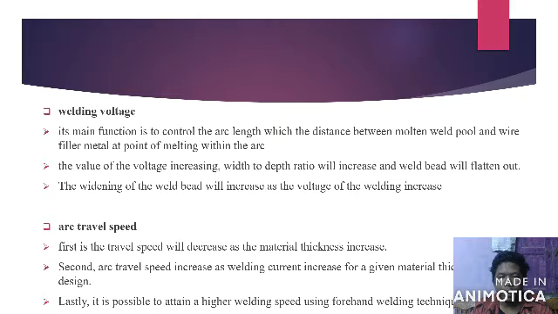And lastly, the arc travel speed. First, travel speed will decrease as material thickness increases. Second, arc travel speed increases as welding current increases for a given material thickness and design. And lastly, it is possible to attain higher welding speed using the forehand welding method.